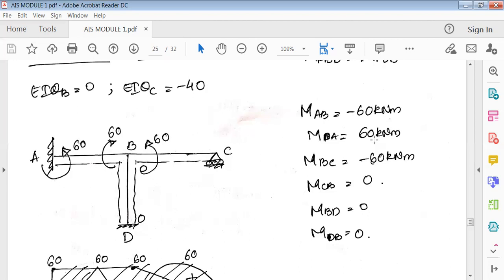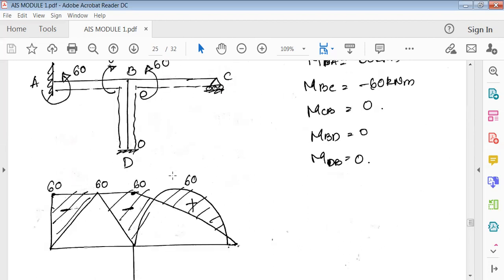Show it like this. Next, BA and BC. BA is plus 60, so clockwise. BC is minus 60, anti-clockwise. Then all three others are 0. So it's 0, 0, 0. MDB, MBD, all are zeros.